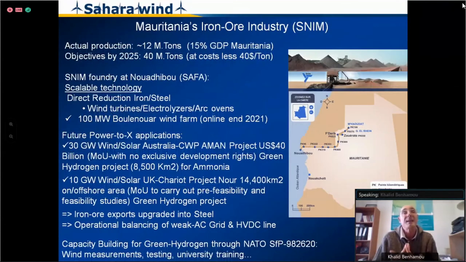If you look at Mauritania's iron ore industry, you already have all the components of that industry. You have the foundry, and the main export of that country is iron ore.